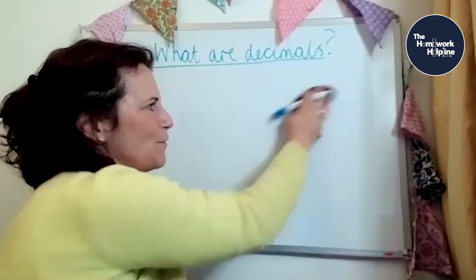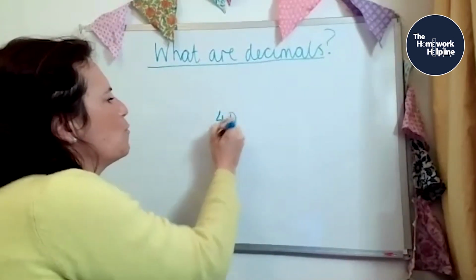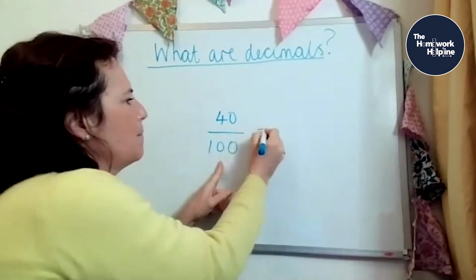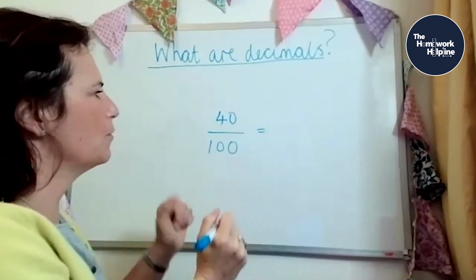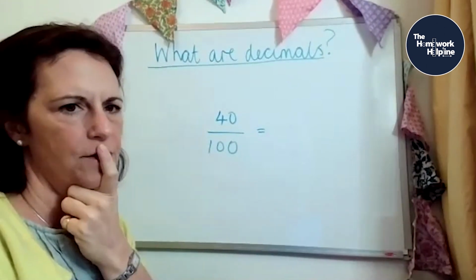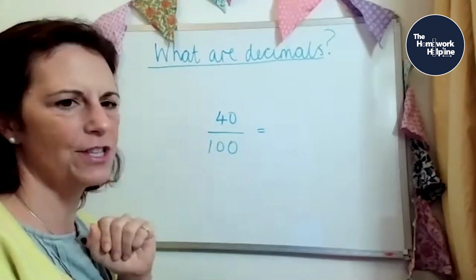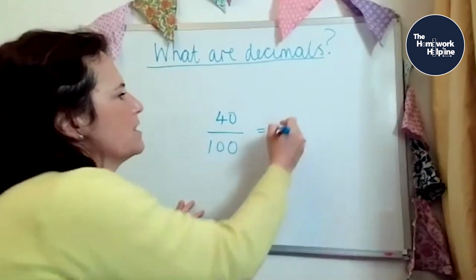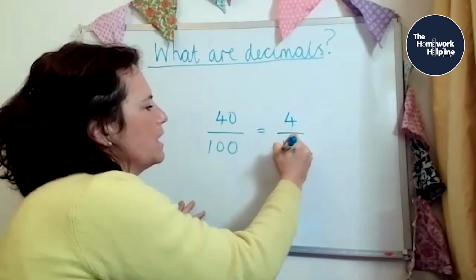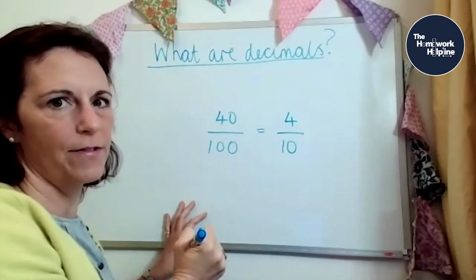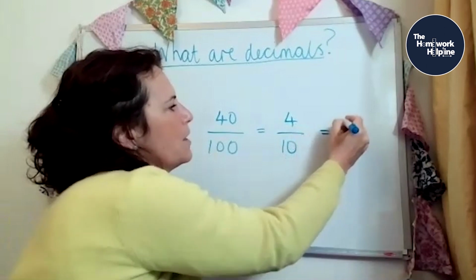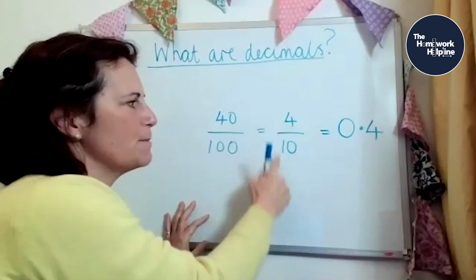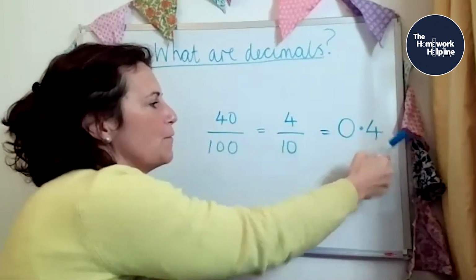One little bit of extension before I finish is, what if I have 40 hundredths? Now, if we have 40 hundredths, I can't write 40 in the hundredths column, but I can change this into tenths. You can see that they both divide by 10. So let's divide them both by 10, and 40 hundredths is the same as 4 tenths. Can you remember how to write 4 tenths? 0.4. So 40 hundredths is the same as 4 tenths, which is the same as 0.4.